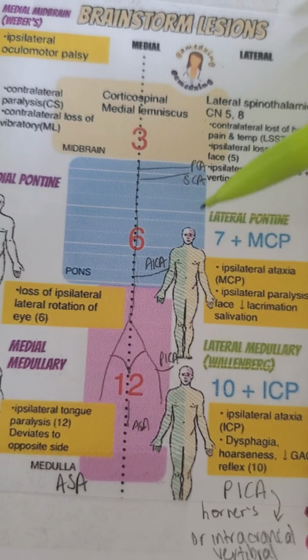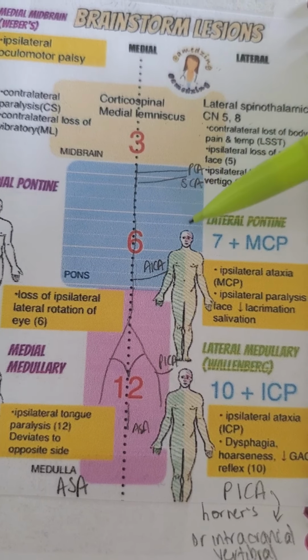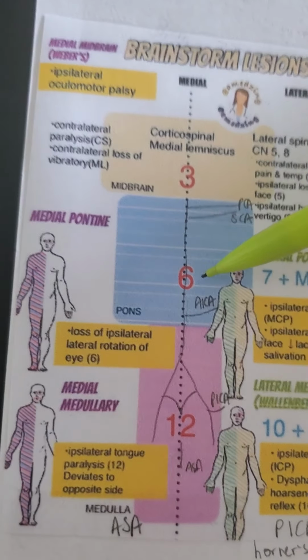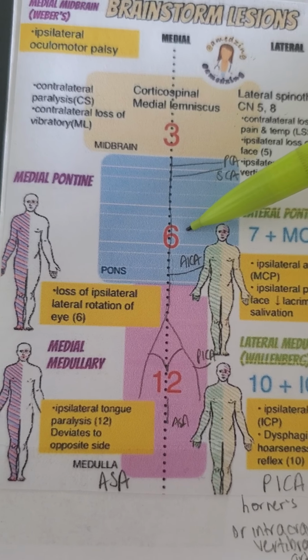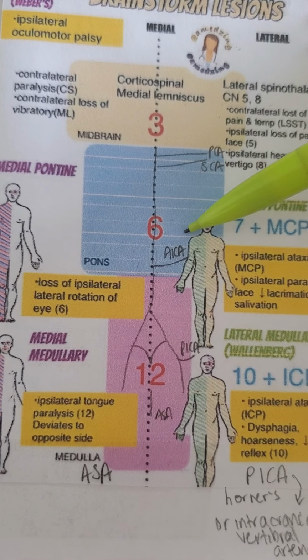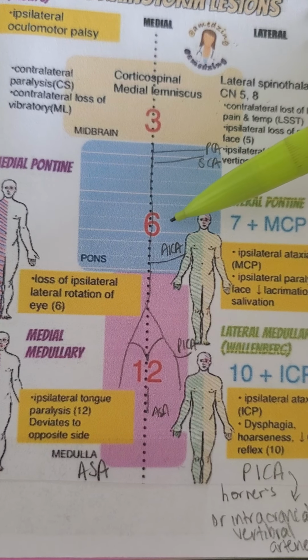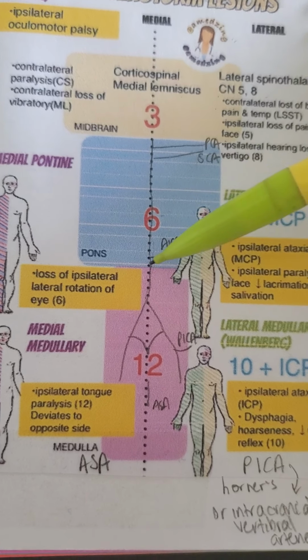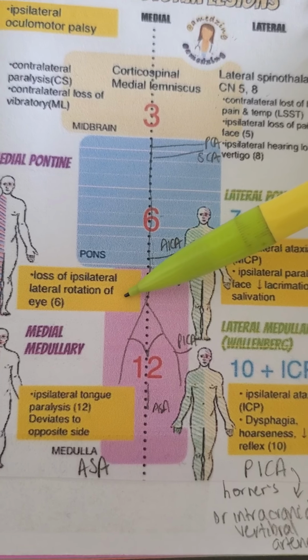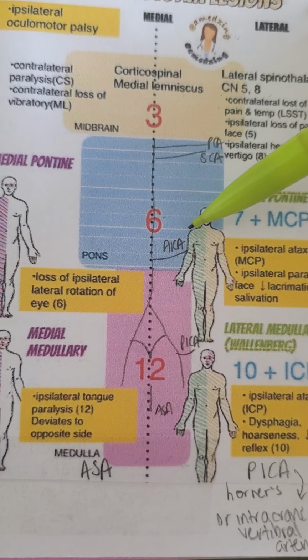Now, it goes similarly, it's similar to the pons, we just have involvement of the abducens. Now we know that the abducens is responsible for lateral rotation of the eye. So what's going to happen if we lose the abducens nerve on that side? We're going to have ipsilateral loss of lateral rotation of the eye. So that's how we know it's in the pons.